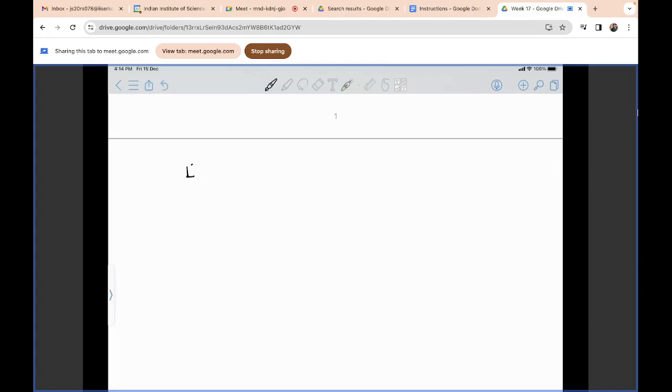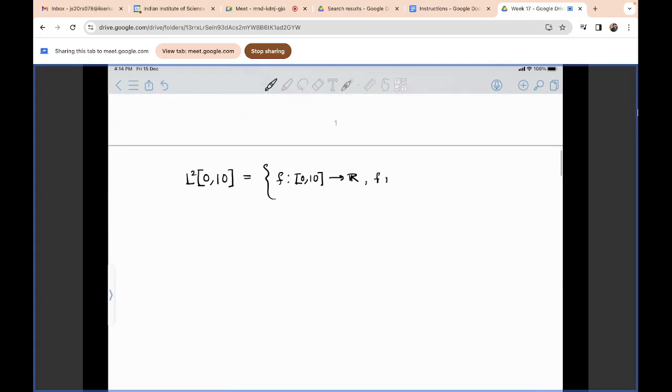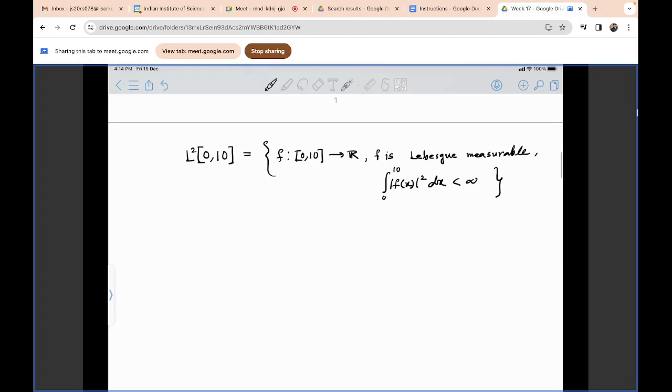So what is the space here? L2 of 0 to 10 means all such functions from 0 to 10 to R. It is real valued, such that f is Lebesgue measurable and the integral of mod f square from 0 to 10, f(x) square dx, is finite. So this is L2 of 0, 10.